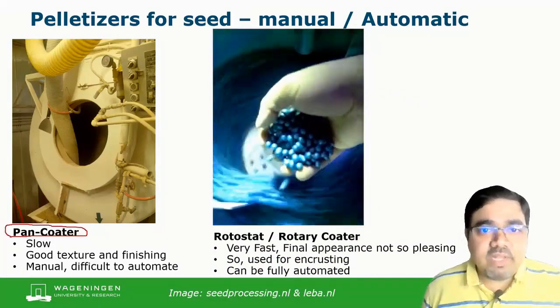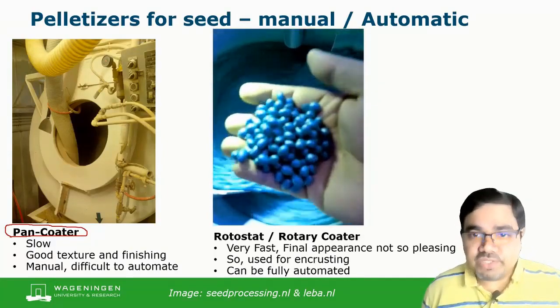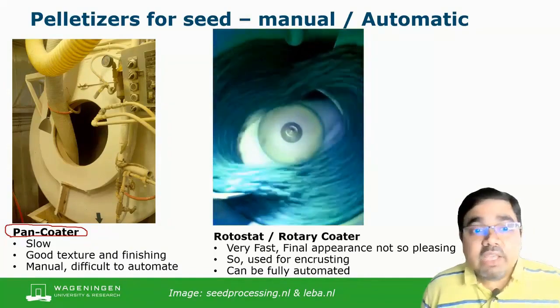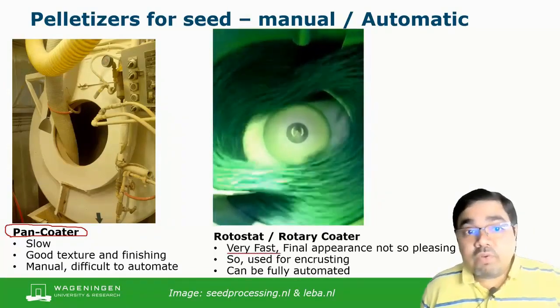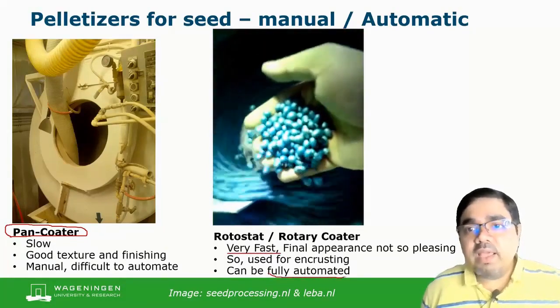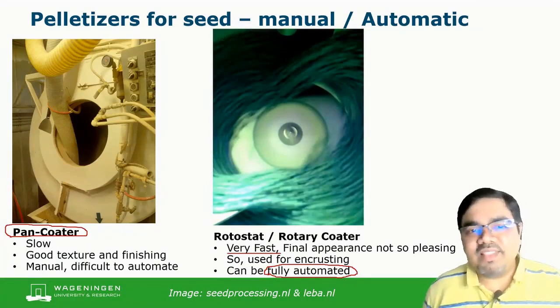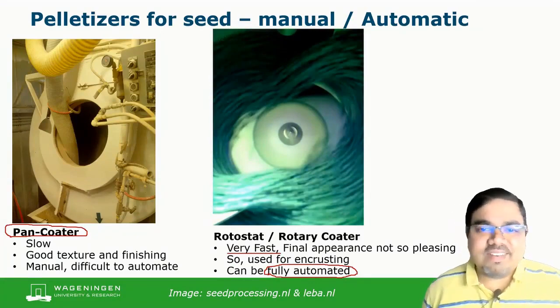You can see from the image on the left, the final output is extremely smooth, although it takes a long time to finish. On the right side, you can see the rotary coater, which can be used for film coating or encrusting. This is very fast, can be fully automated, and the final appearance is many times not that pleasing. That's why they use a lot of colors and glitters.